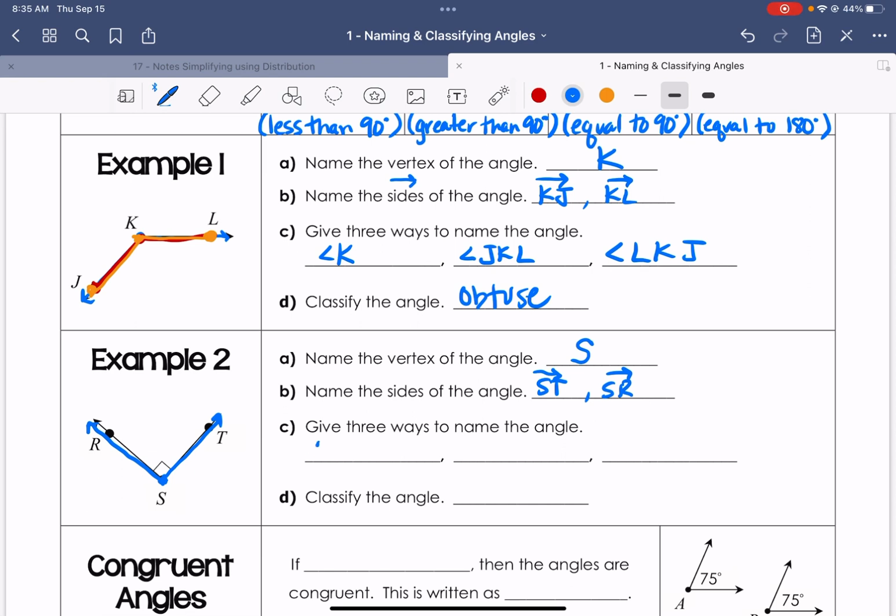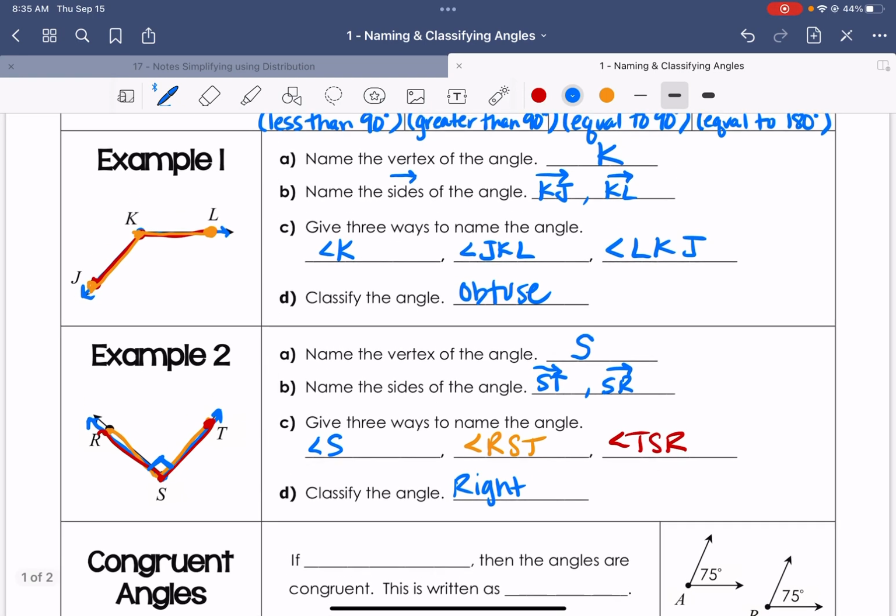Hopefully the first one you noticed was angle S. And then you can do RST, or you could do TSR. Make sure you put the angle symbol in front. That's really, really important. And lastly, if you classified it, hopefully you noticed this box here. And what does that box mean? That this is a right angle. So make sure you have those two examples and you understand where we got all of those things from.